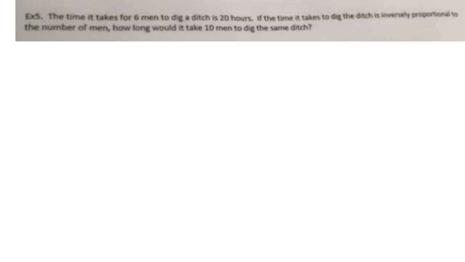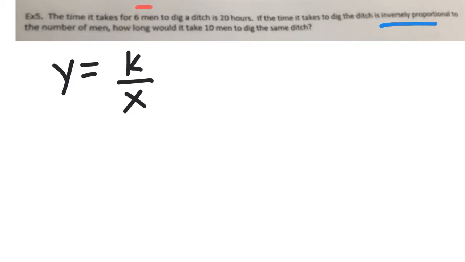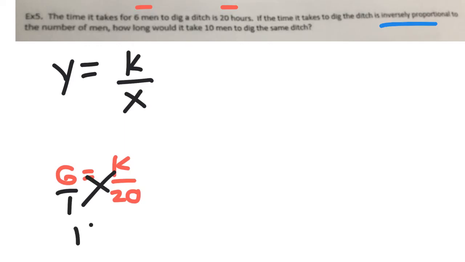Okay, the time it takes 6 men to dig a ditch is 20 hours. If the time it takes to dig the ditch is inversely proportional to the number of men, how long would it take 10 men to dig the same ditch? Okay, so again, we're using an inversely proportional setup. So I've got y is equal to k over x. I know I want x to be the amount of time. So in the original setup, 6 people did it in 20 hours. So that would be 6 equals k over 20. I solve for k. That tells me k is equal to 120.